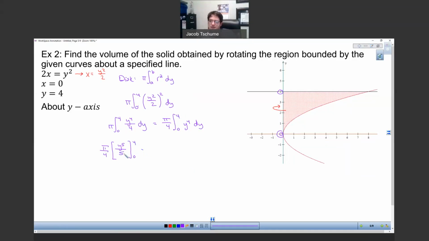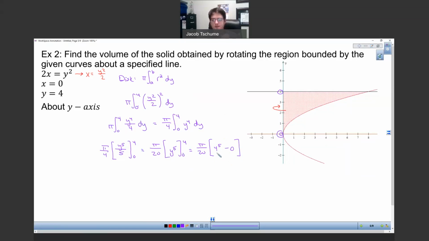I'm going to bring this 5 out front because it's just a constant, and I can write that as pi over 20 y to the 5th from 0 to 4, which will give me pi over 20 times, if you plug in 4, you get 4 to the 5th. And then plugging in 0, I'll write it out so y'all can follow along, you would subtract 0 from that.